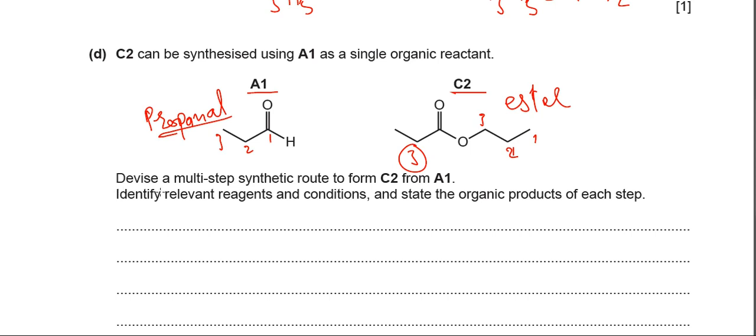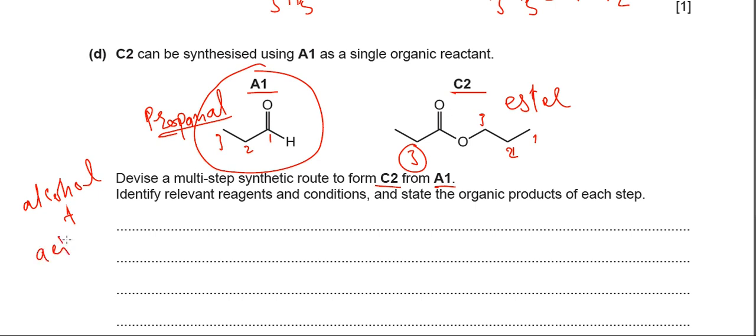It says devise a multi-step synthetic route to form C1 from A1. So we have only one reactant, and we are going to convert this into an ester. Remember that esters are formed when alcohols and carboxylic acids react together. On both sides we have propanol and propanoic acid. So it means this is the starting material.